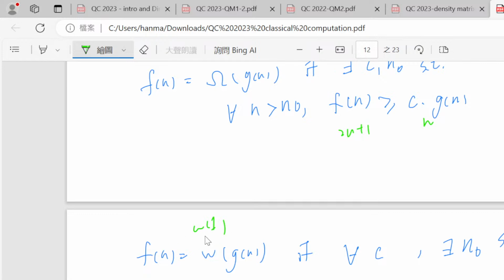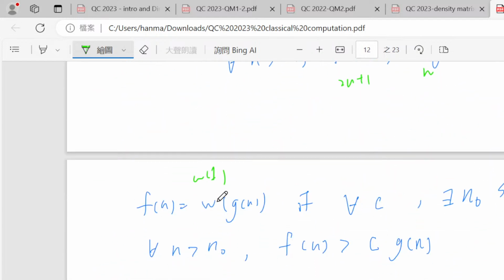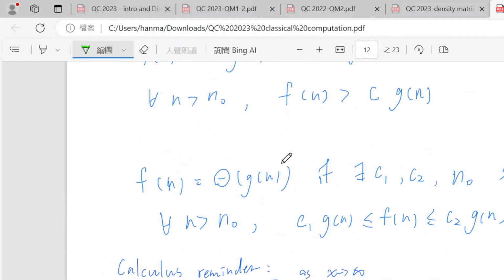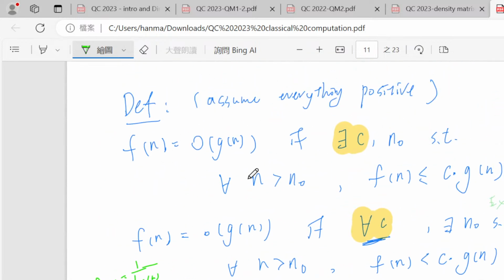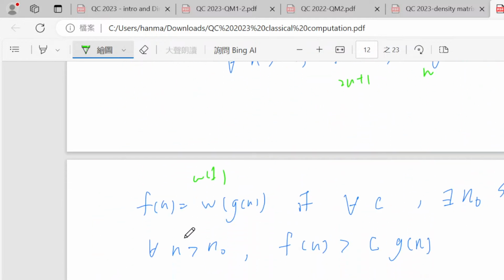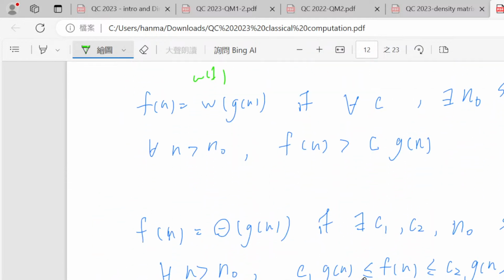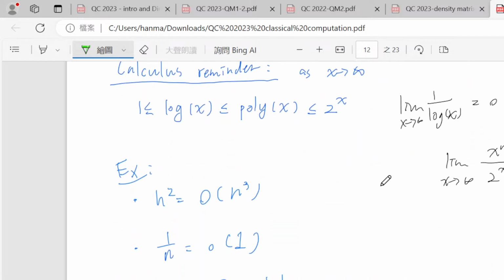So that's 4 of the 5, and finally we have the big theta. Big theta is really just satisfied by both big O and big omega, and it means that when n goes to infinity, f is bounded between some constants times g. So that's the definition. Any questions? If not, let's go on.